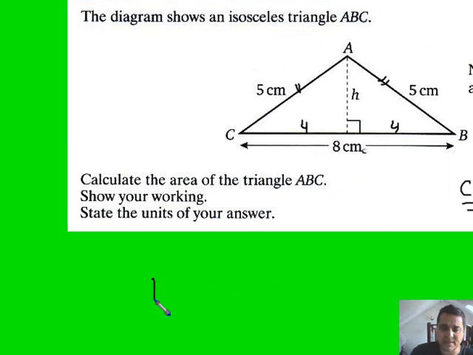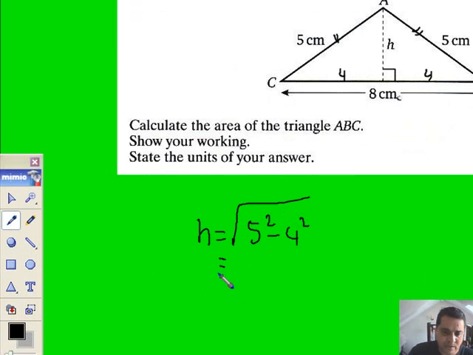So h is a baby side, so the height's going to be the hypotenuse squared. Let's use the right hand side. Take away the other small side squared, there it is, and then I'm going to square root it. So I've got 25 take away 16, so 25 minus 16 gives me 9, and the square root of 9 is 3. Therefore, the height is 3 centimeters. Just put it in there for funsies.